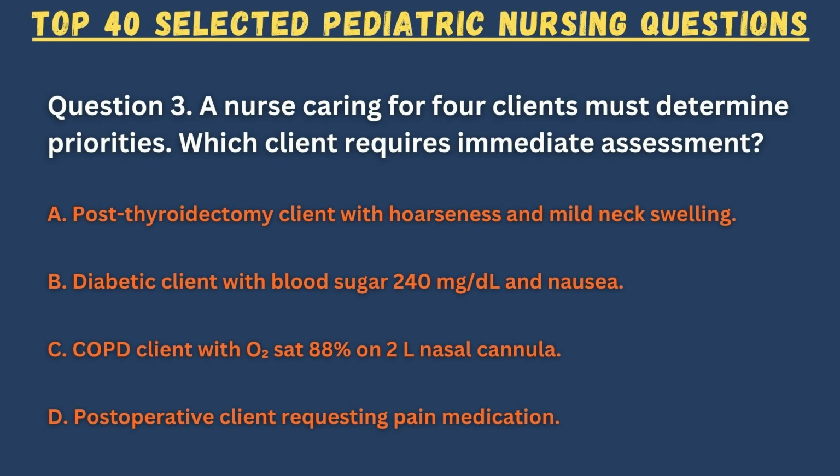Question 3. A nurse caring for 4 clients must determine priorities. Which client requires immediate assessment? A. Post-thyroidectomy client with hoarseness and mild neck swelling. B. Diabetic client with blood sugar 240 mg per deciliter and nausea.